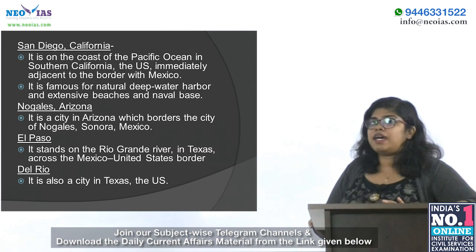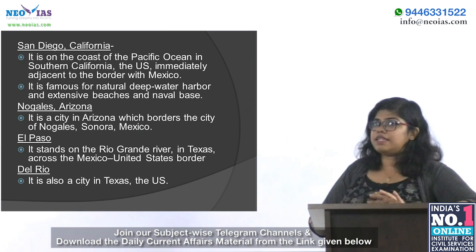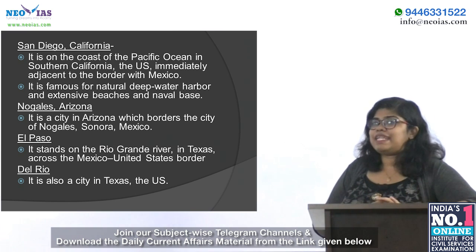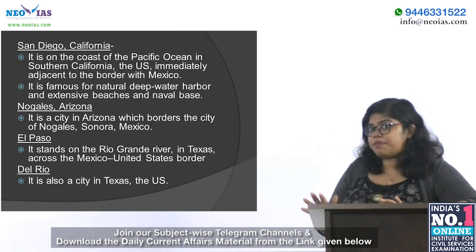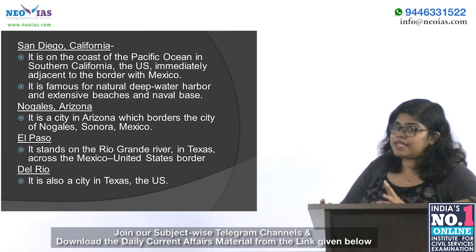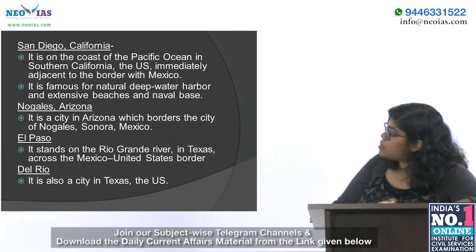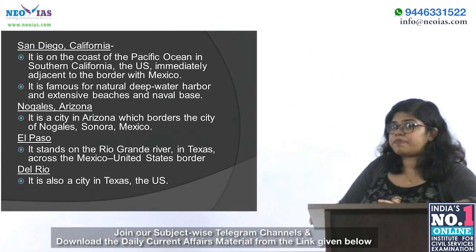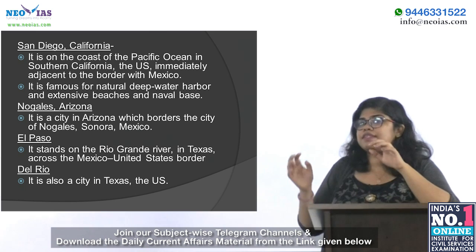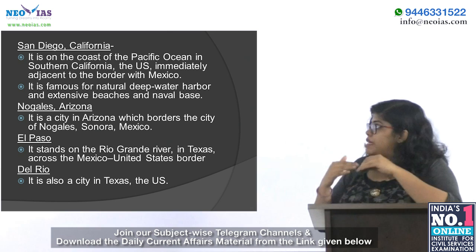Okay, so we'll start with San Diego. San Diego is in California. It is on the coast of the Pacific Ocean in South California, and it has very deep harbors. That is why it is famous. Then we have Nogales in Arizona, a city which also borders Mexico. We have El Paso, which stands on the Rio Grande River in Texas. It is also on the Mexican border.